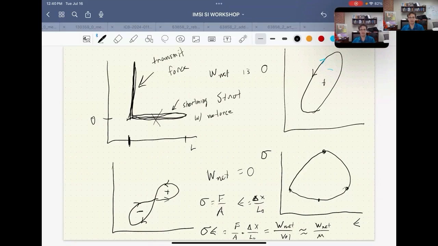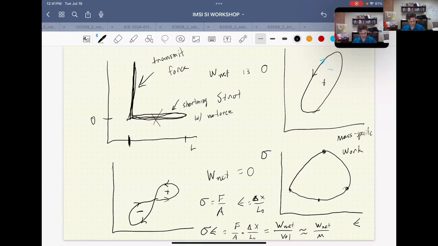And so if you do a stress strain curve, what you get is mass specific work as opposed to work. Okay, so if you do a force length curve, you get work. If you do a stress strain curve, you get mass specific work.